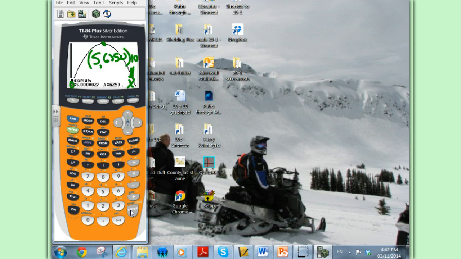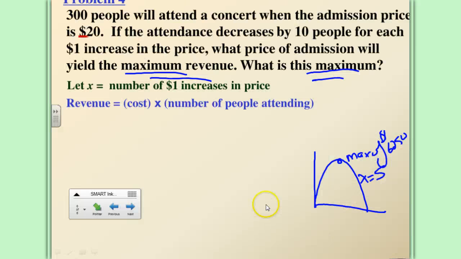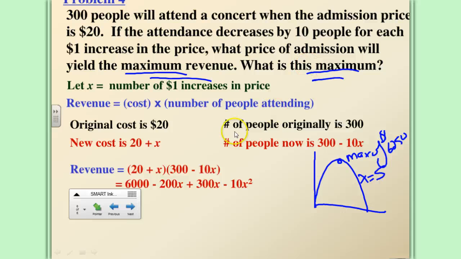That's really cool. Don't forget what this is. This is X, and this is revenue in dollars. So the most money that you can make is $6,250. But let's go back to our notes to make sure we're clear. What was the question? The question was, what is the maximum? So what is the maximum?